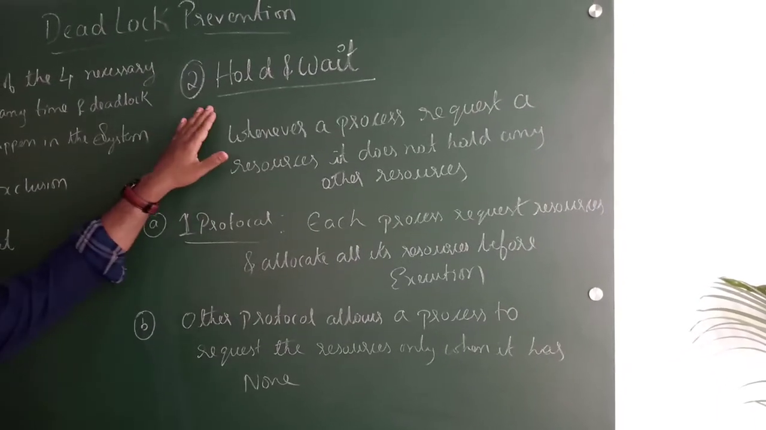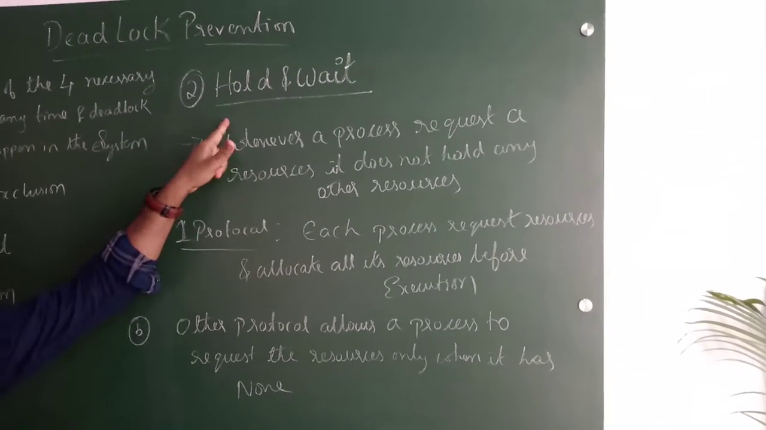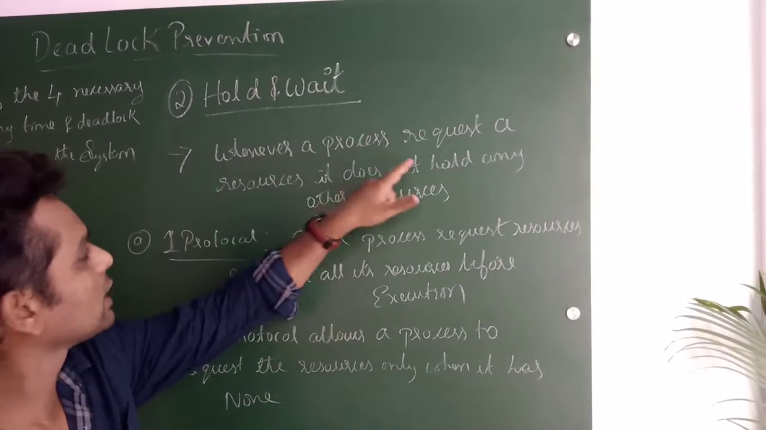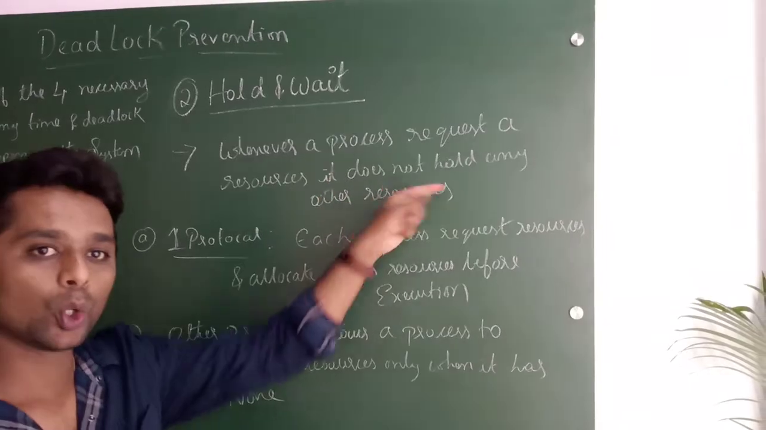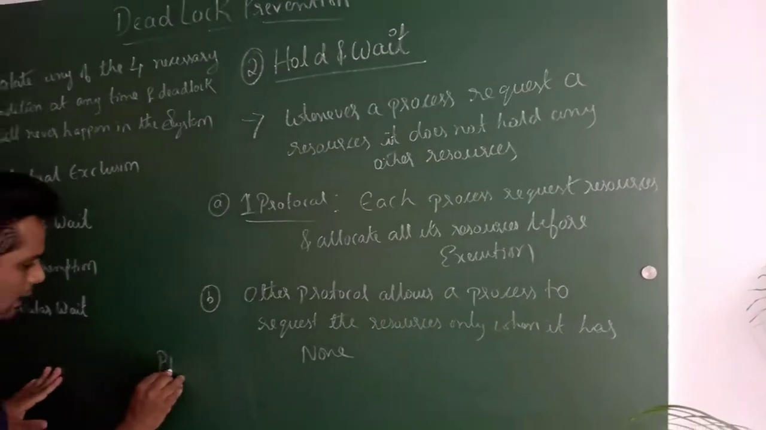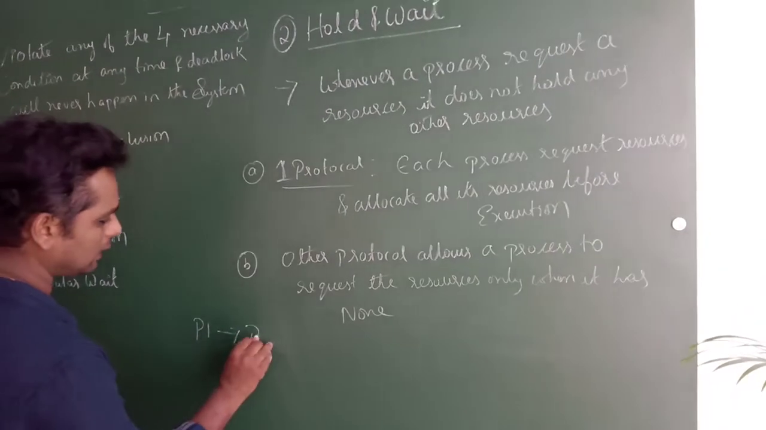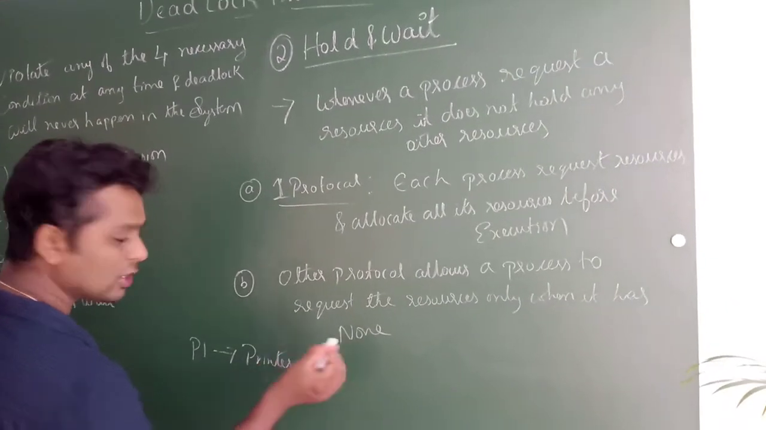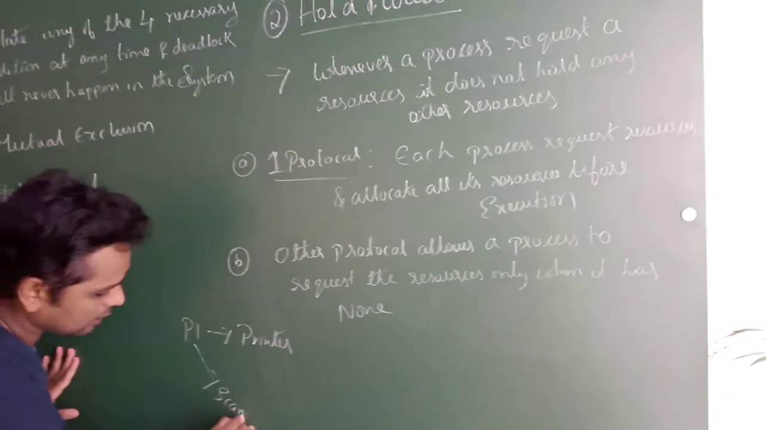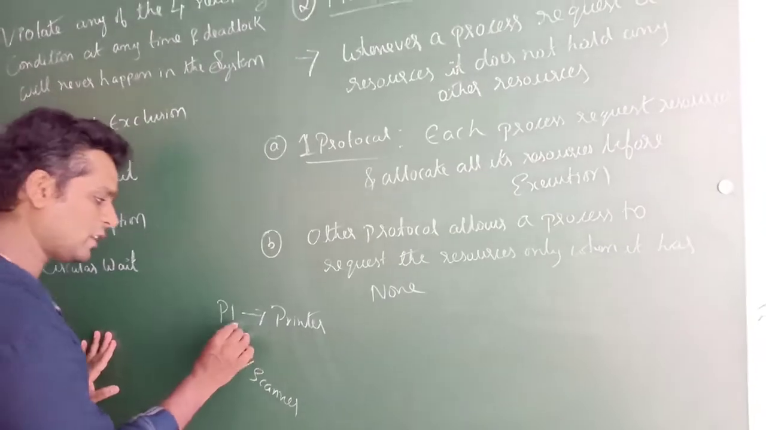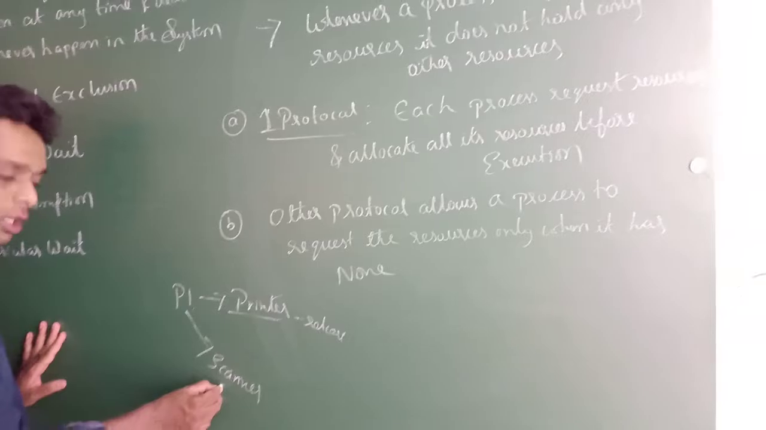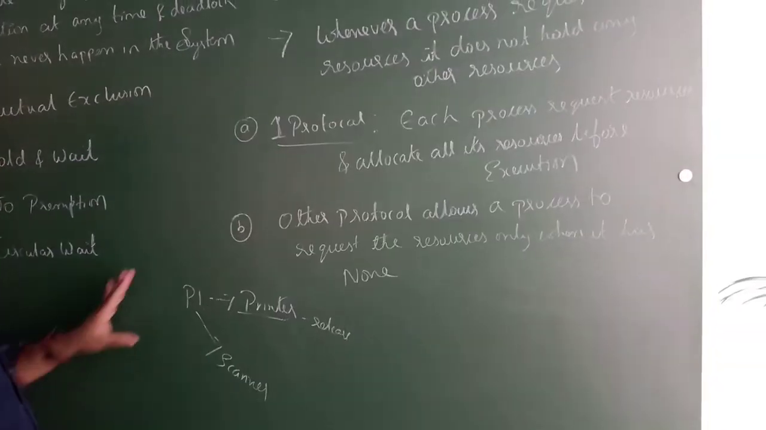The second one is hold and wait. To ensure that hold and wait never occurs in a system, whenever a process requests a resource, it should not hold any other resources. Suppose process P1 is holding a printer and using it, and it also requests an additional resource, a scanner. At that time, it first has to release the printer, then it can request the scanner. That's what they said.